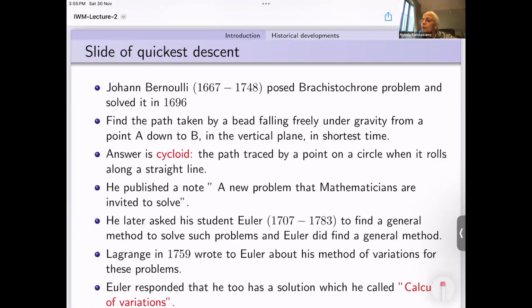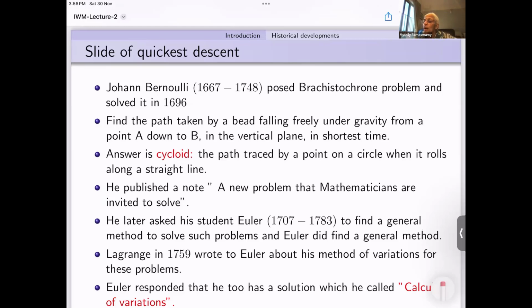It was Johann Bernoulli. Of course, I should say probably Galileo was the first. In his notes, he has some pictures of the brachistochrone problem, but he couldn't solve it. I think Johann Bernoulli, who lived from 1667 to 1748, in the late 17th century, started looking at this problem. And he solved it in 1696. So what was the problem?